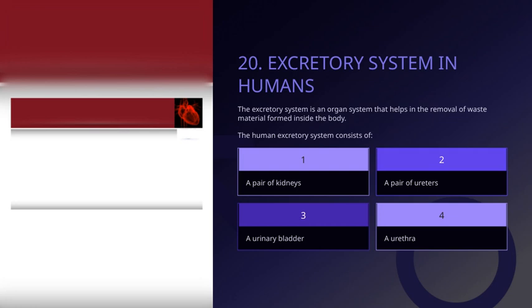Moving on, we have a pair of ureters. These are the tubes that carry urine from each kidney down to the bladder. And finally, there's the urethra, the passage through which urine exits the body. These parts work together seamlessly to maintain our body's balance and keep our internal environment clean. Understanding this system highlights how interconnected our organs are in supporting overall health and functioning.